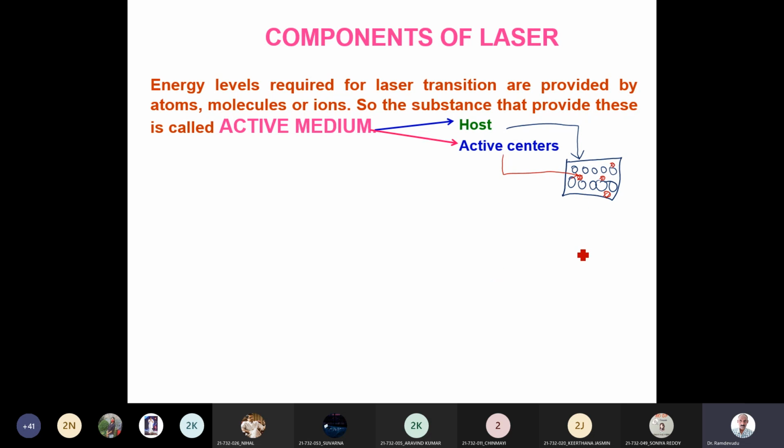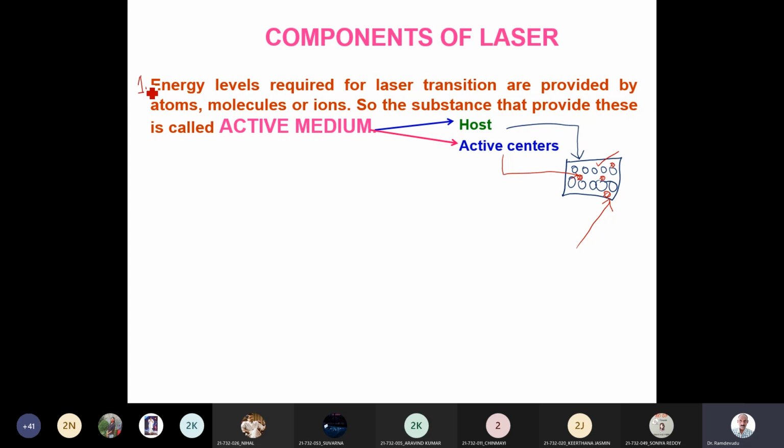In that material, I have to imbibe or dope certain other atoms. This original material is now holding the impurities. Therefore, we call it a host. The host holds the impurity atoms, and those impurity atoms we call active centers. So the first component of a laser is the active medium.